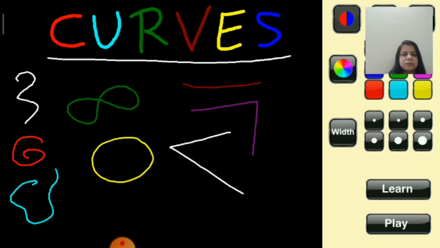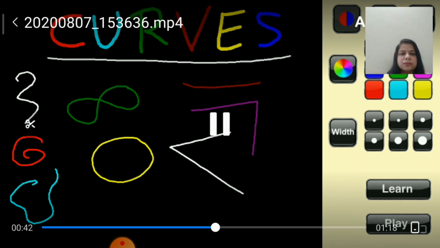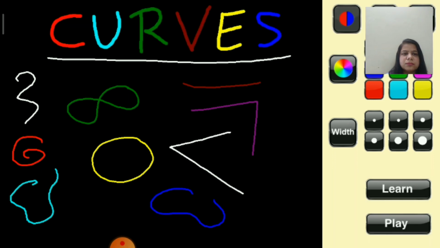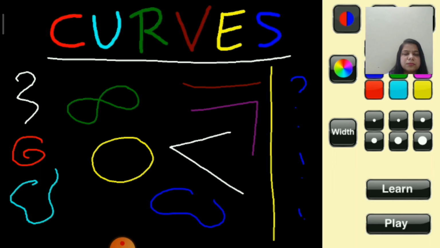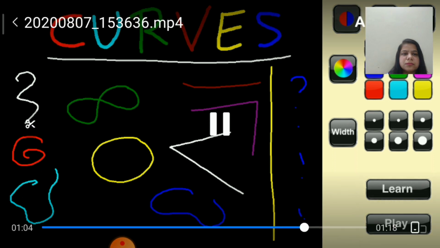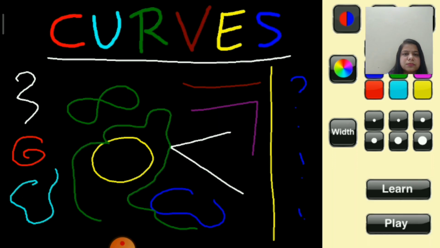Whatever I doodle here, make sure it is drawn without lifting the pen or pencil. Without lifting the pen or pencil, whatever I draw will be a curve. If I lift my pencil, just see. If I draw like this, it is discontinued, this is not a curve because I have lifted my pencil. But on the other side, without lifting my pencil, whatever I draw like this, this is a curve.